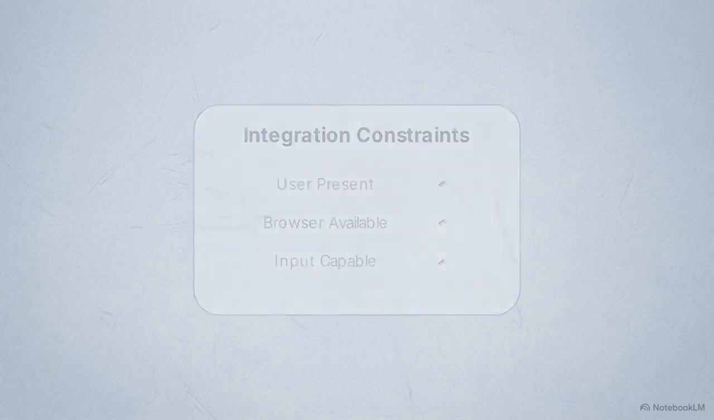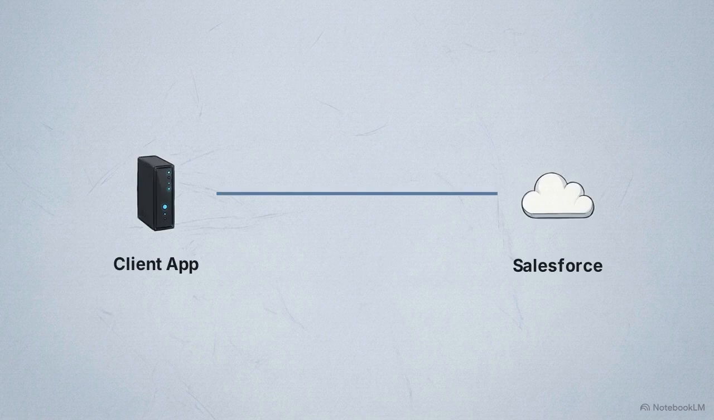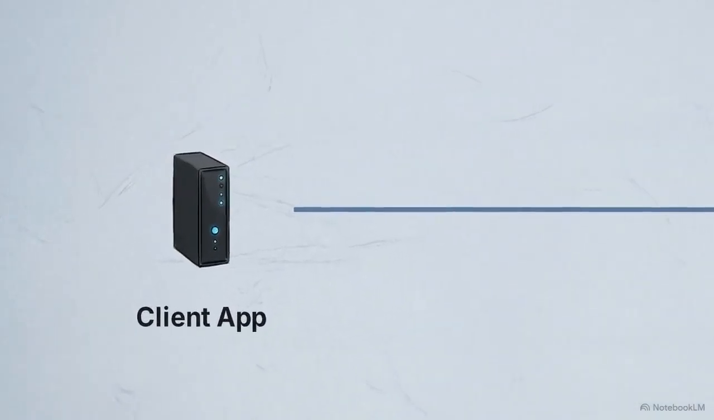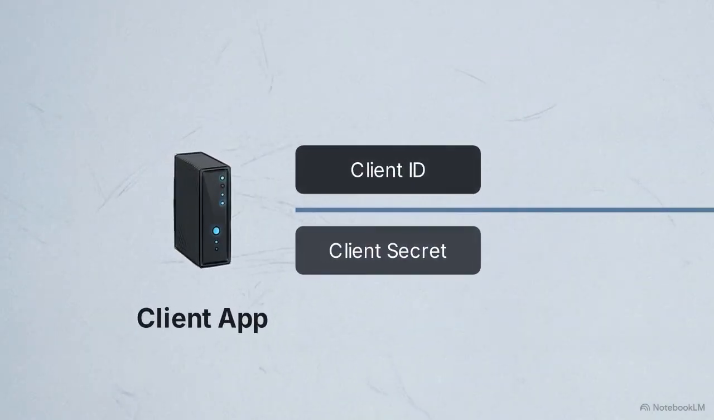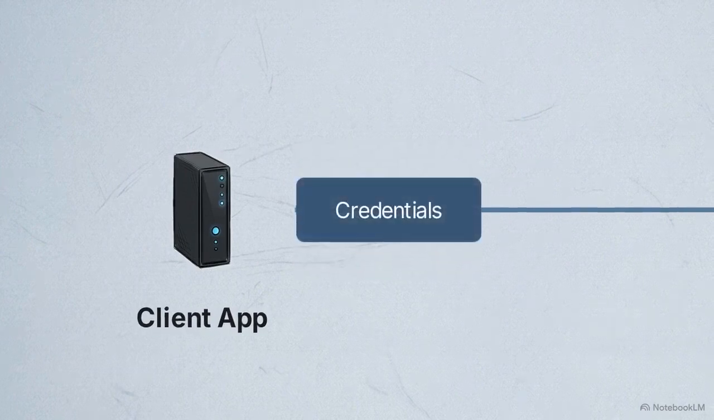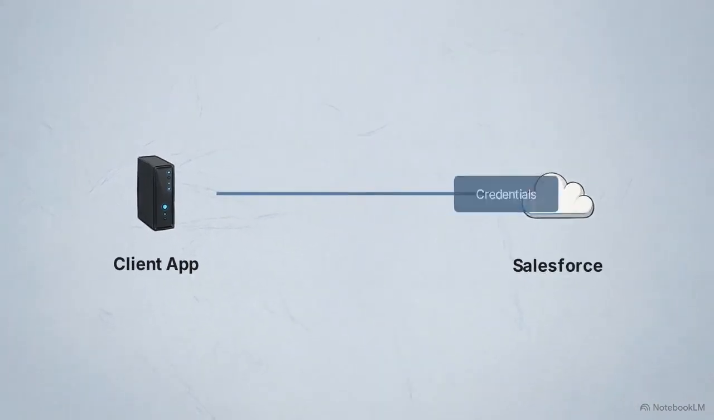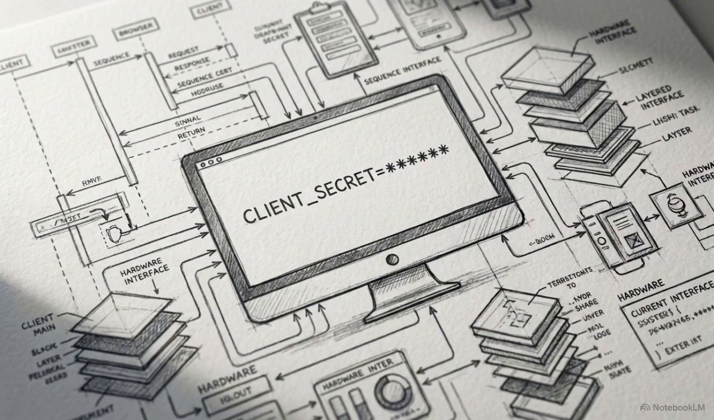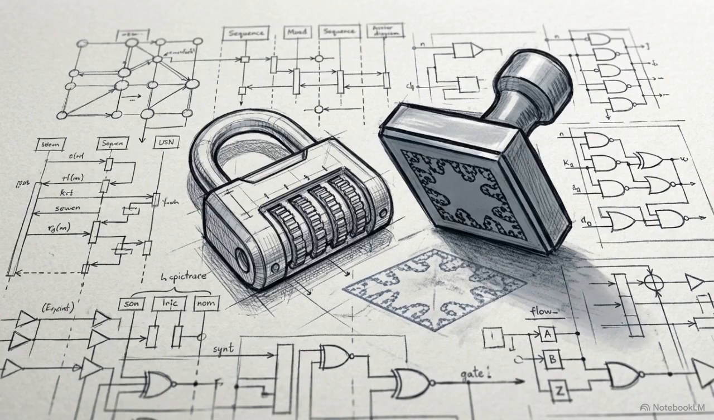This requires a method for the system to prove its identity and gain access without a human present to type in a password. The client credentials flow addresses this by allowing the machine to authenticate using a static client ID and client secret. While this removes the user from the loop, it still relies on a static secret that must be managed and protected by the client. A more robust option for these server-to-server integrations is the JWT bearer flow.